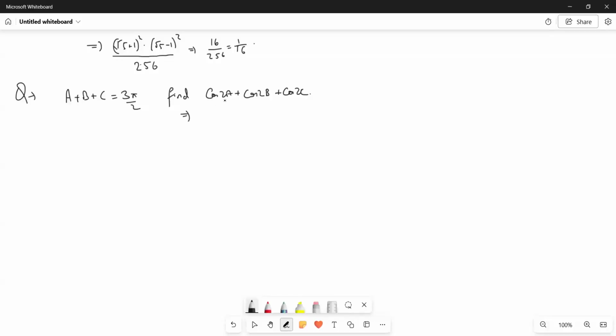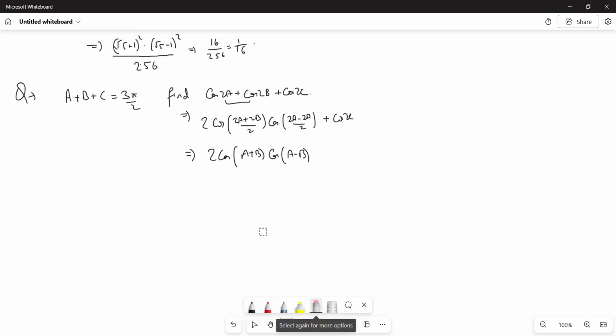What we do in cos 2a is we take the first two terms and apply cos C plus cos D. So I got 2 cos of (2a plus 2b) by 2 into cos of (2a minus 2b) by 2, and cos 2c remains as it is for now. So this is 2 cos of (a plus b) into cos of (a minus b), plus cos 2c.